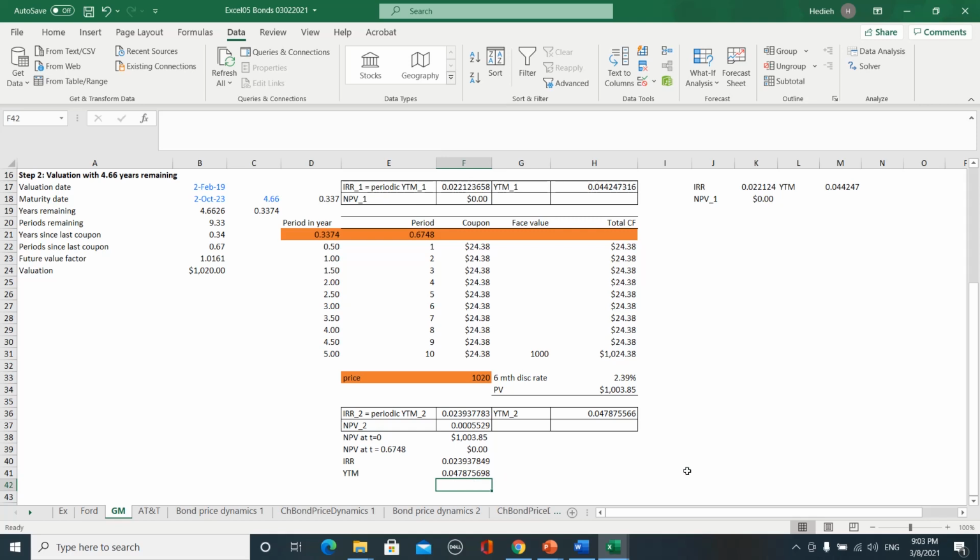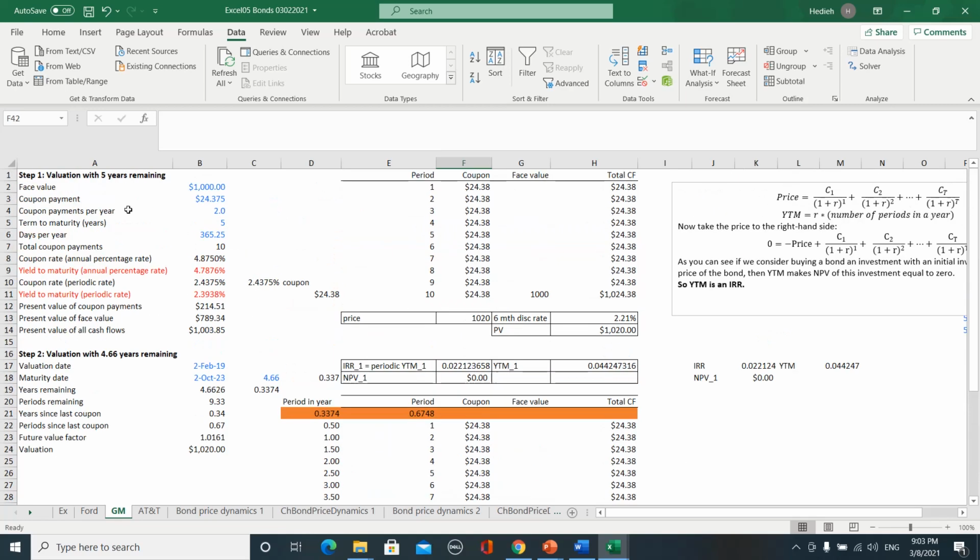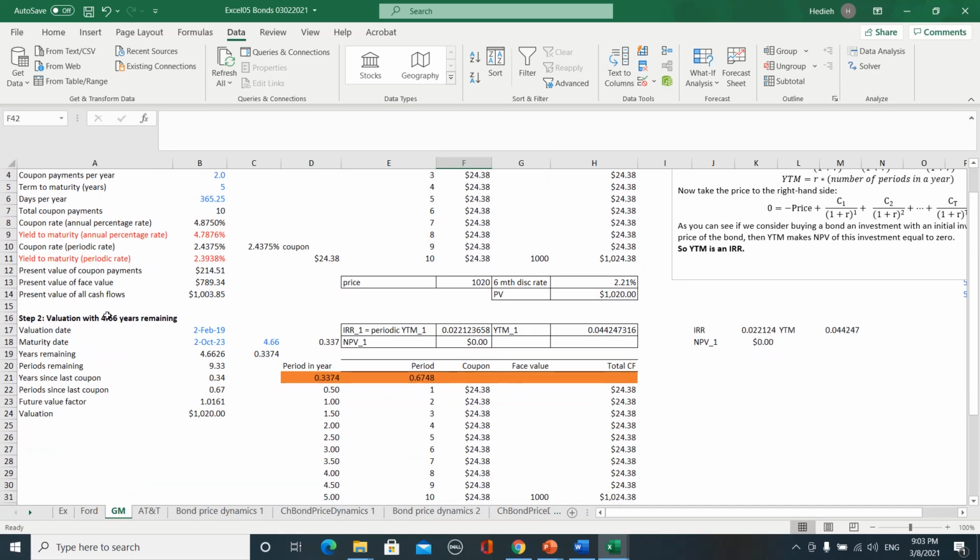So you learned how to find yield to maturity in 2 different cases. In the first case, the number of periods remaining till maturity is an integer, and in the second case, the number of periods remaining till the maturity of a bond is not an integer.